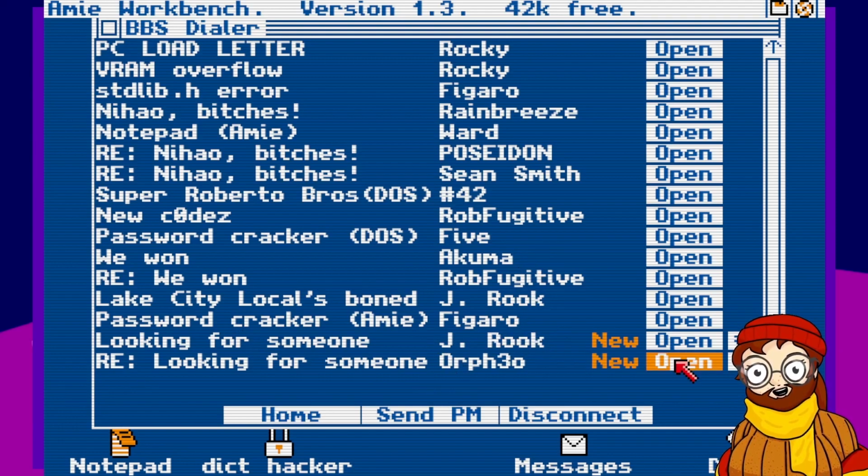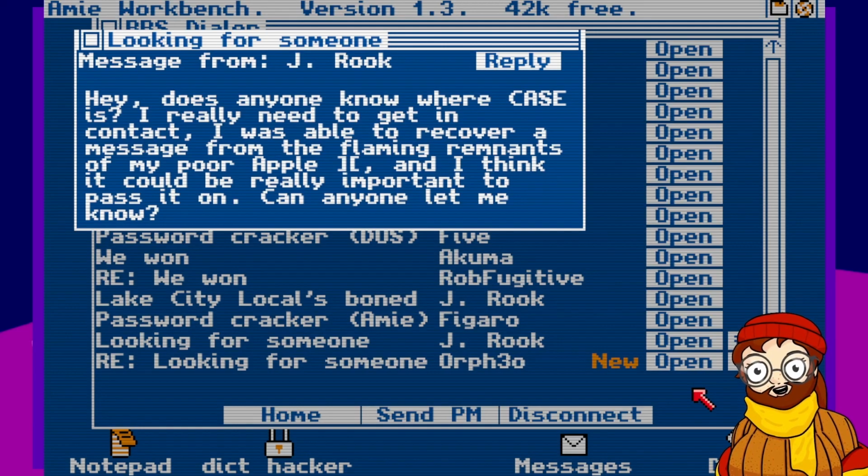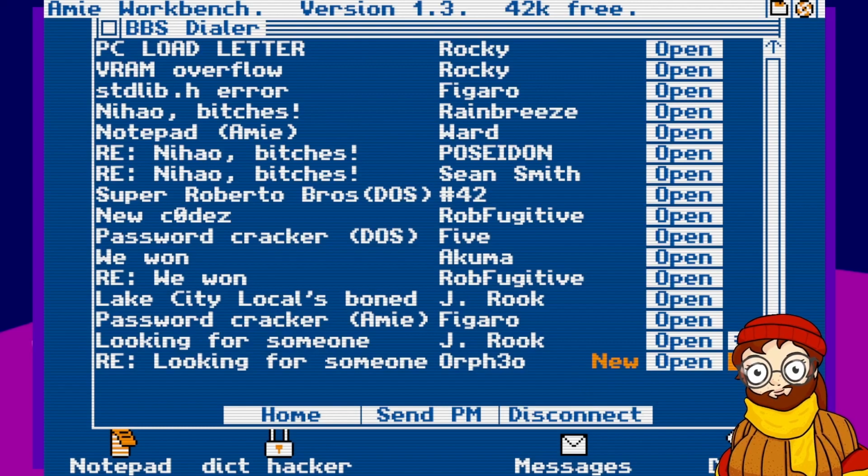Looking for someone. J. Rook. Hey, does anyone know where Case is? I really need to get in contact. I was able to recover a message from the flaming remnants of my poor Apple II, and I think it could be really important to pass it on. Can anyone let me know? It's me. I'm the rook. Wait, no, I'm the case.